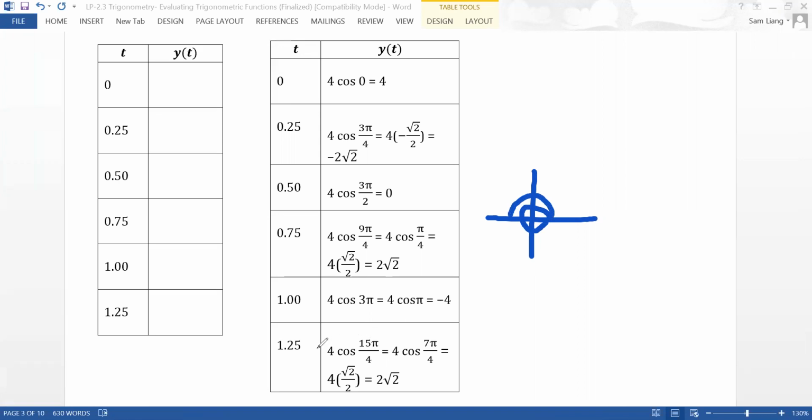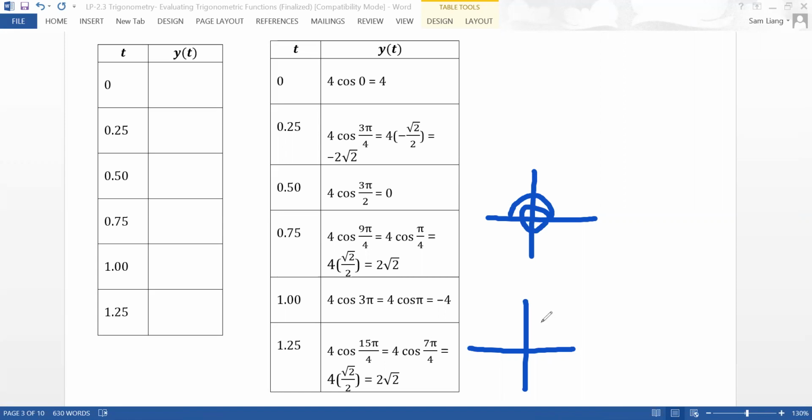And then lastly, we have 1.25. So 1.25, that's 5/4, right? So 5/4 times 3 pi, that's 15 pi over 4. And 15 pi over 4, well, let's think about this for a sec. So 15 pi over 4, we can take out the 8 pi over 4. So 8 pi over 4 is the full rotation, right? So we're gonna have 7 pi over 4 left over, which is what we have here.